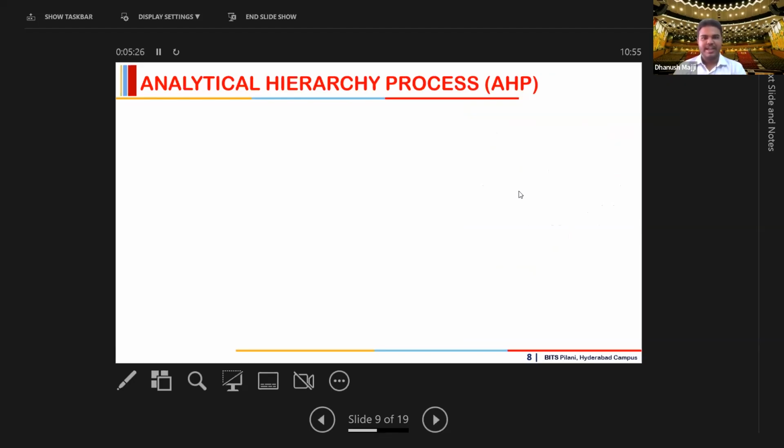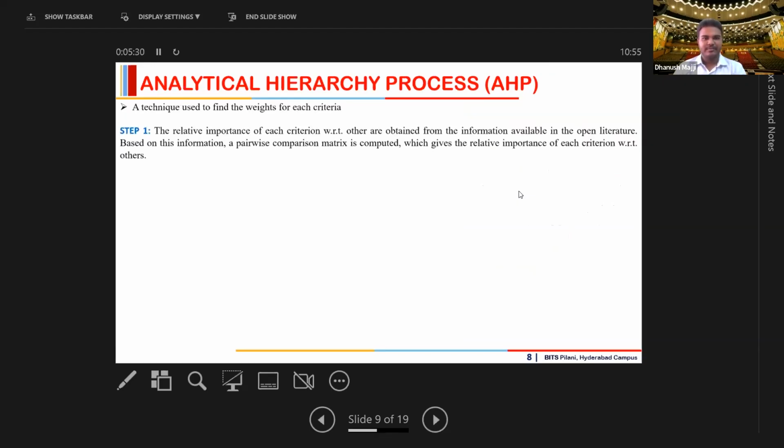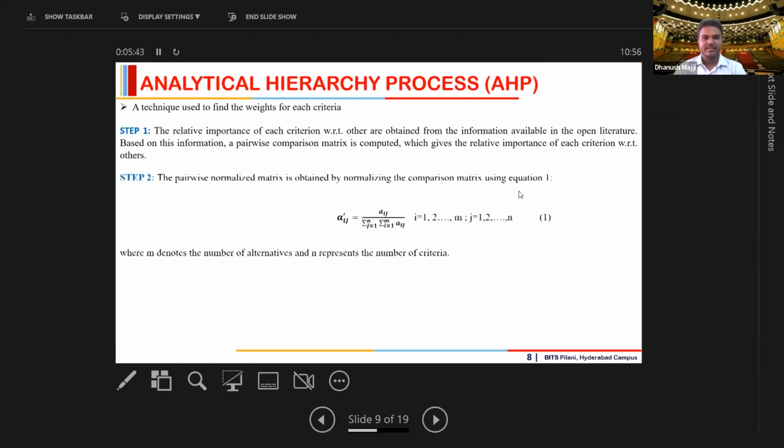Analytical hierarchy process, AHP, is a technique used to find the weights for each criterion. Now let us have a detailed look at the step-by-step procedure. In step 1, we calculate the relative importance of each criterion with respect to other criteria, which helps us obtain the pairwise comparison matrix. Using this pairwise comparison matrix, we obtain the normalized pairwise comparison matrix using equation 1, where M denotes the number of alternatives and N represents the number of criteria.